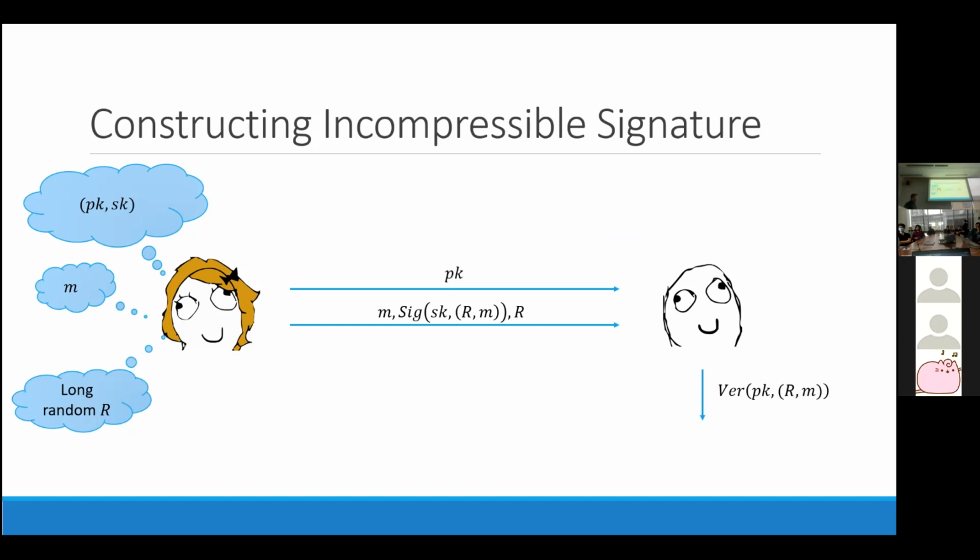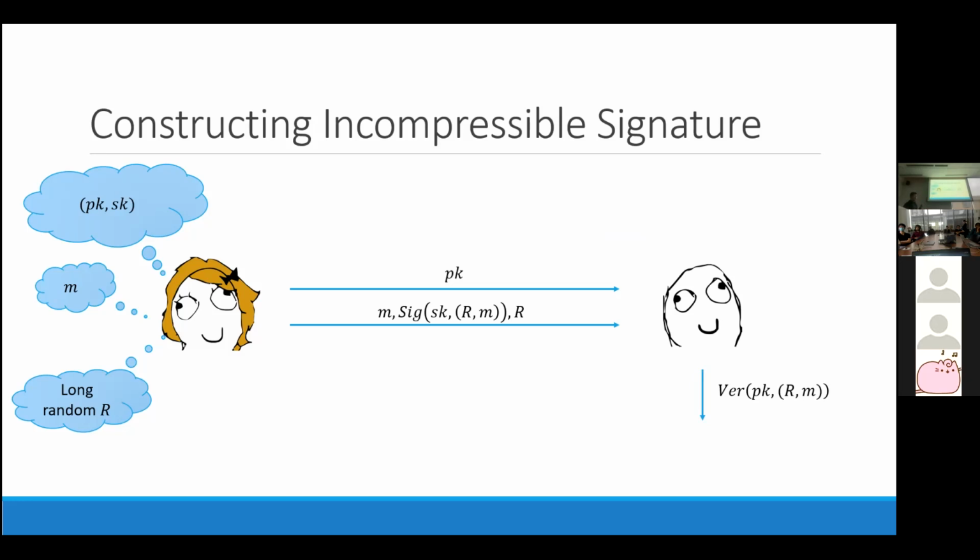Does that make sense? Now why is this incompressible? If you later on want to produce a forgery, you will need to write down the entire randomness R. If you don't have the entire randomness R, that means you're able to sign on some other R prime, which essentially means you break the underlying signatures.